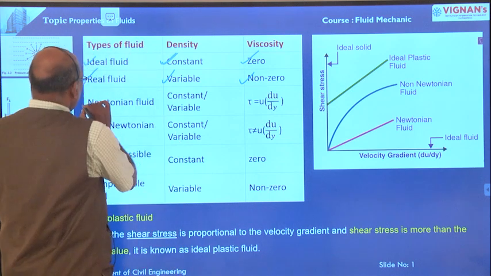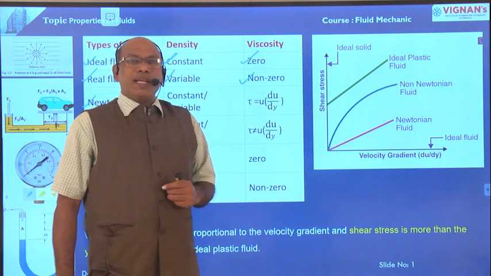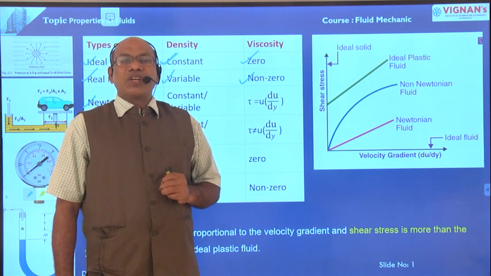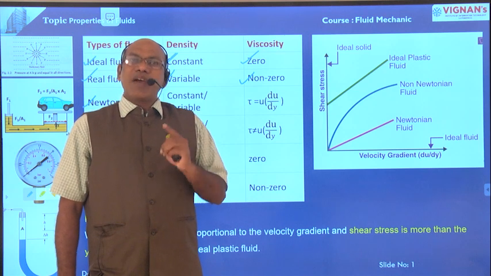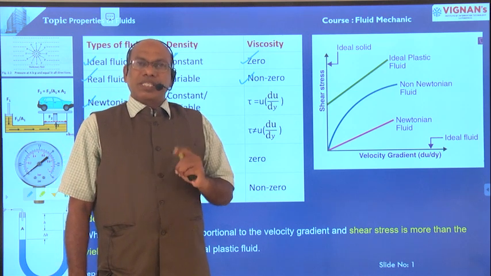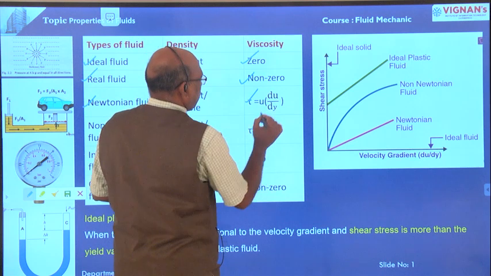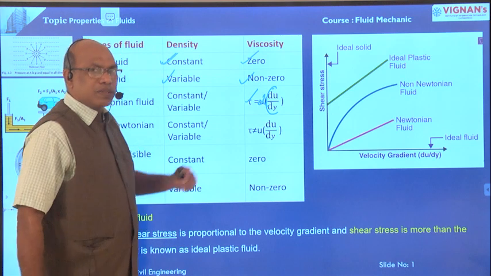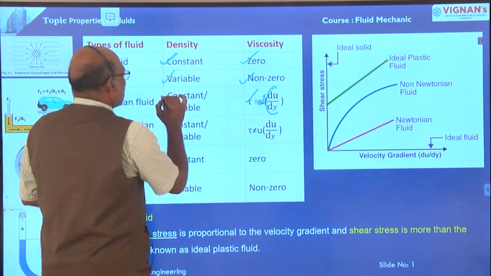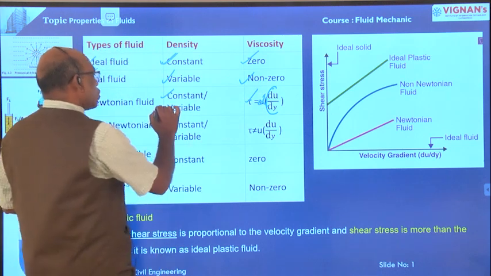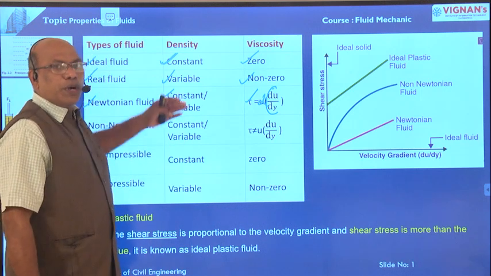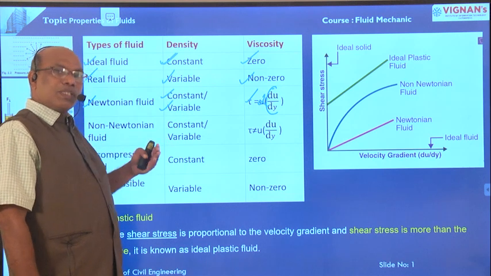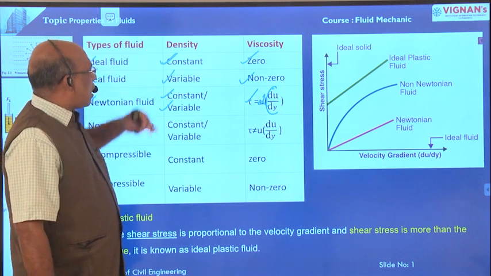And another one is the Newtonian fluid. Newtonian fluid means the shear stress is directly proportional to the rate of shear strain or velocity gradient. That equation I already derived in the last class. Shear stress is directly proportional to velocity gradient or rate of shear strain. And the density may be constant in some cases and variable in some cases. If the fluid is incompressible, there is no change, it is constant. If the fluid is compressible, in that case there is a change in the density.